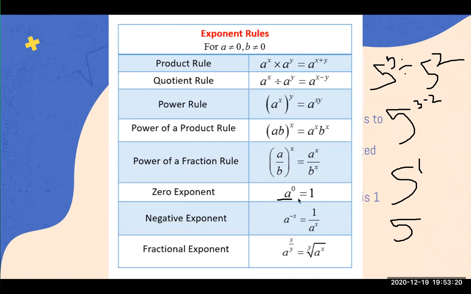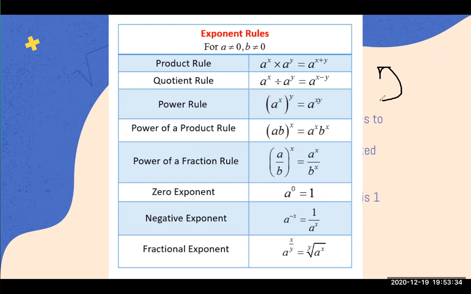And here's the 0 exponent rule. Anything to the power of 0 is 1. Anything that has a negative exponent, so something like 5 to the power of negative 5, is the same thing as 1 over 5 to the power of 5. So you see this has a negative, this over here does not. That's what the negative exponent rule is saying.